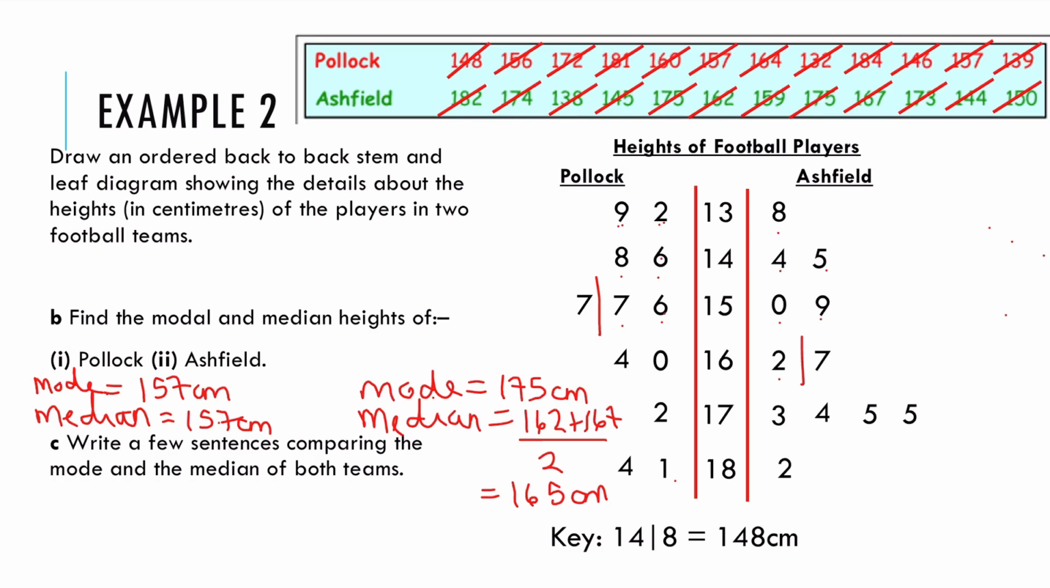So what can we say about the mode? So the mode is higher for Ashfield. And what does this say? Well, the mode is slightly skewed here, so that's another thing you would maybe want to mention. The mode sits really towards the top end of the data, so it's not really a good representation. The mode sits more to the middle for Pollock, which is a better representation.